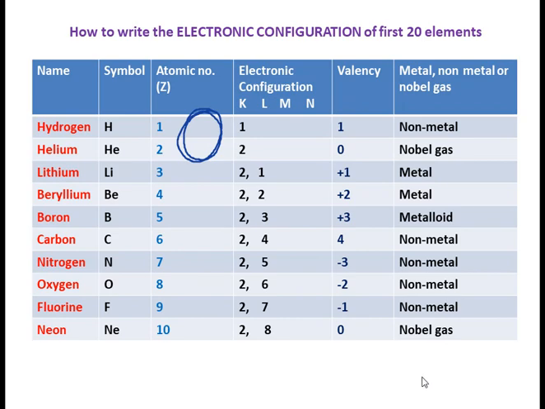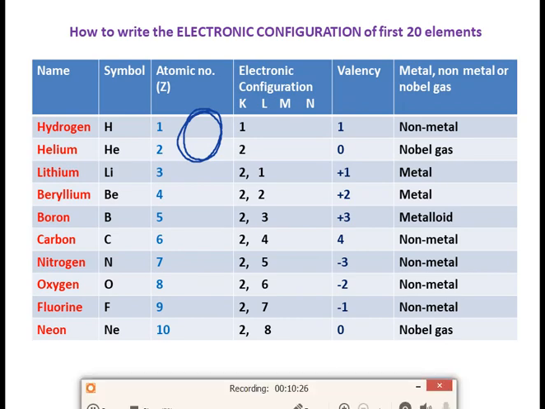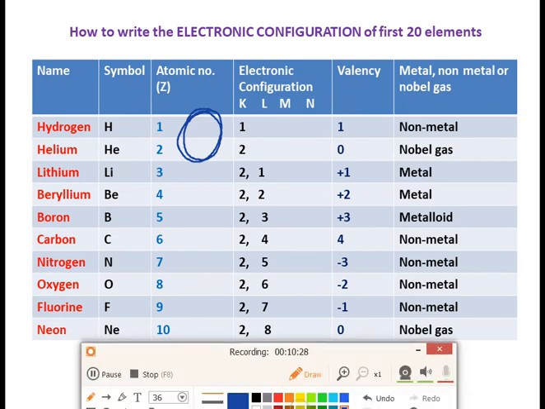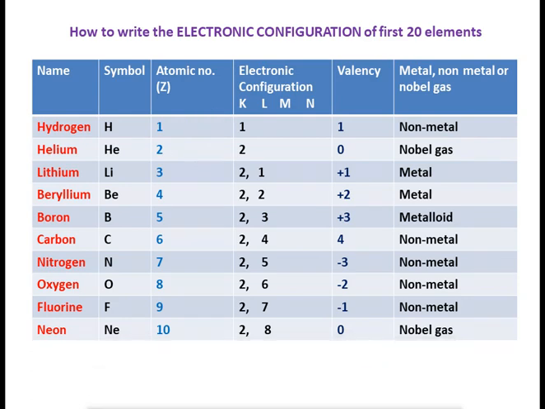Now let's learn about how to write the electronic configuration of the elements. Okay, so for that we'll start with the first element, hydrogen. In the last video, I told you the symbol of hydrogen. You all know, the symbol of hydrogen is H, capital H, and its atomic number is 1. Right? So if it has only one electron in the outermost shell, then that electron is present in which shell? It is present in the K shell.